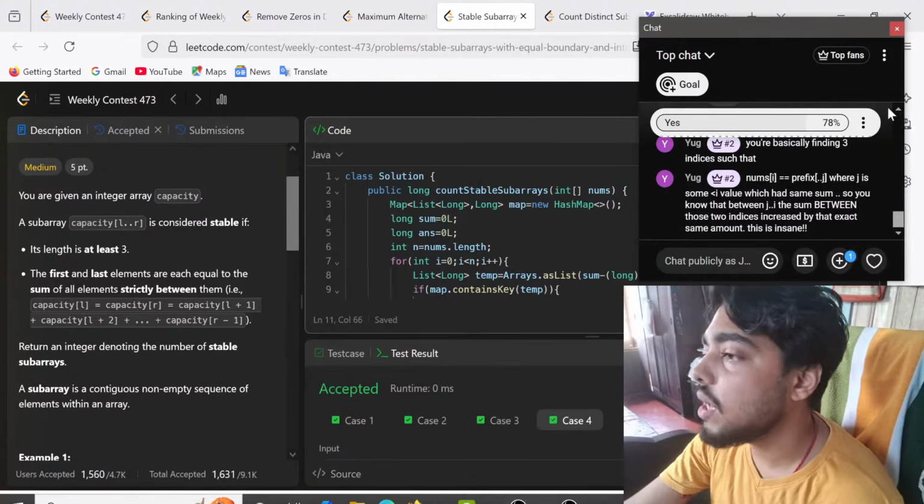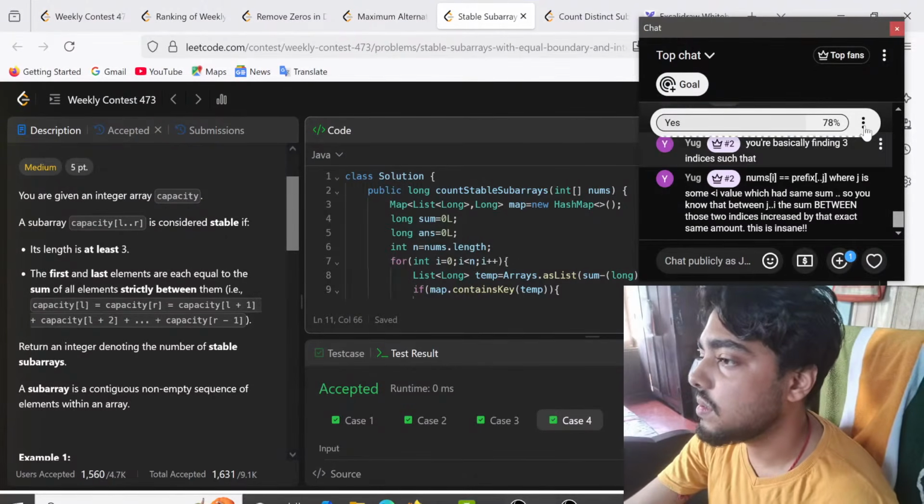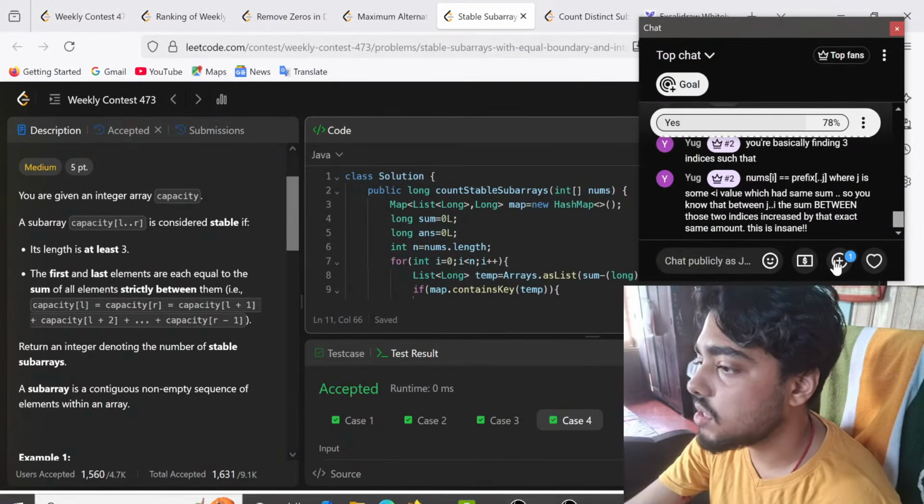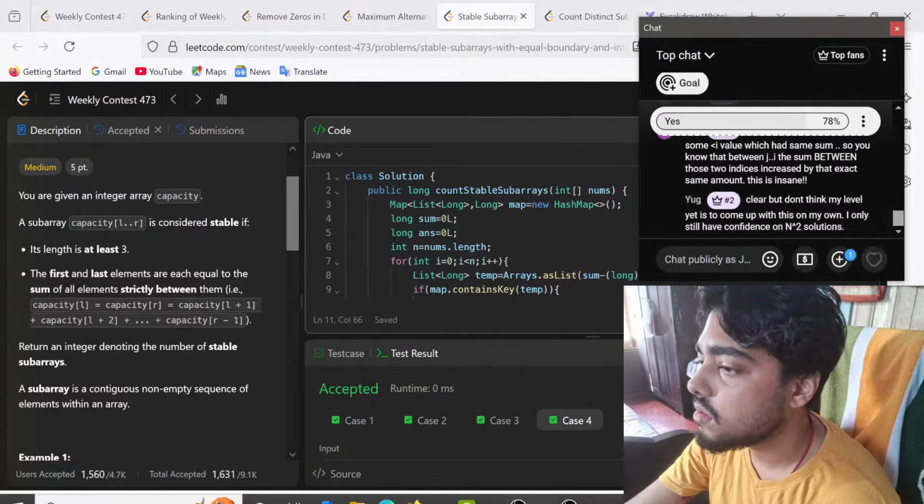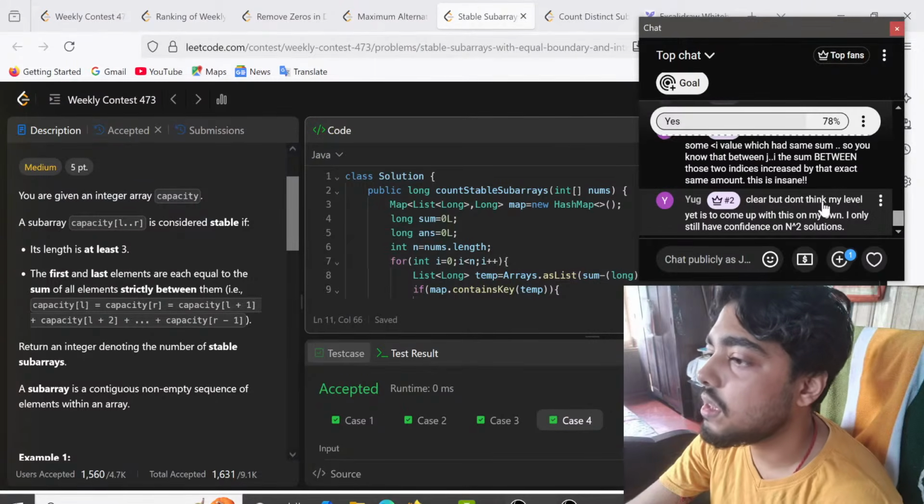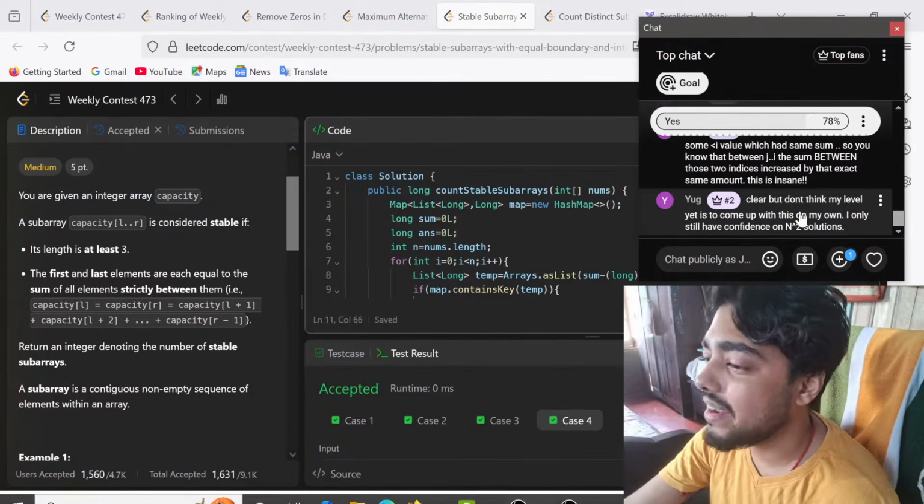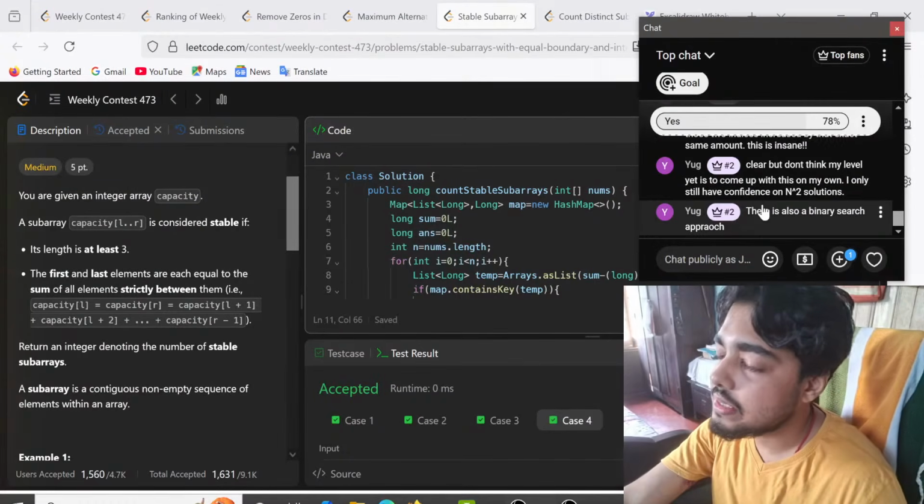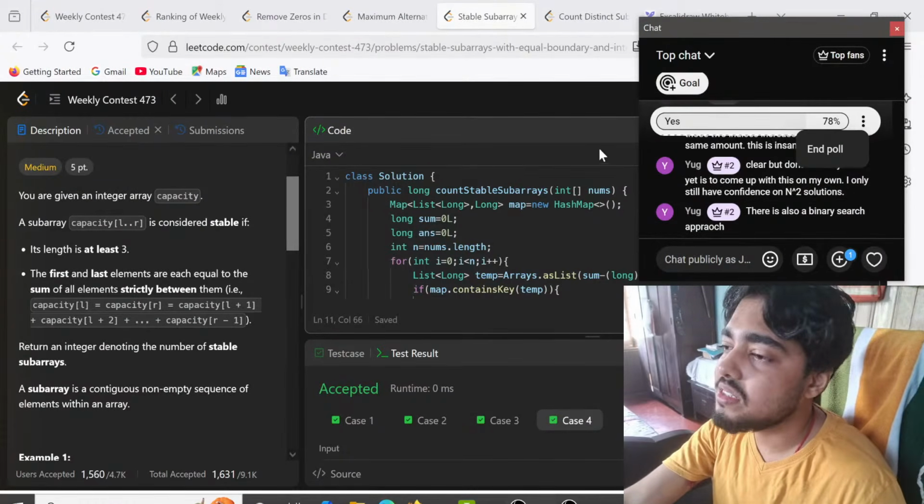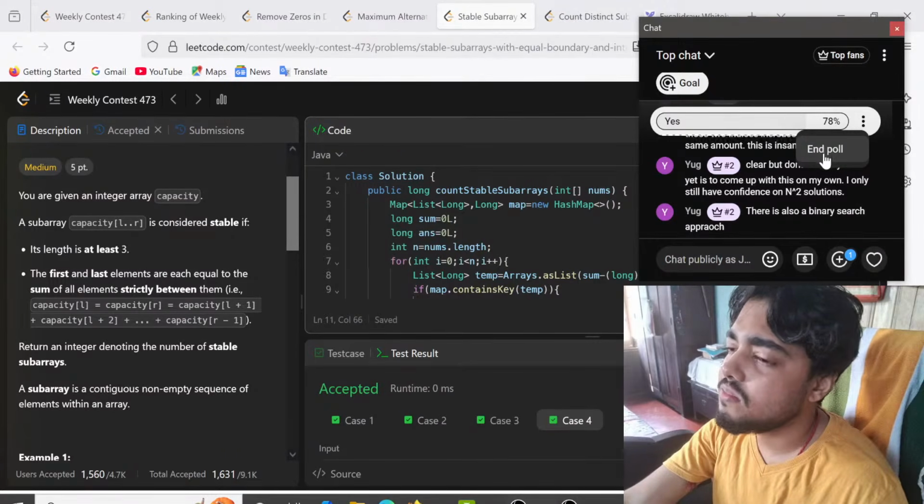Okay. Should I move on to the next question? No. Let me first of all start a new code. But I don't think my level yet is to come up with that. It's not like that, man. It takes a little bit of assumptions and stuff you need to do. But this is a good question.